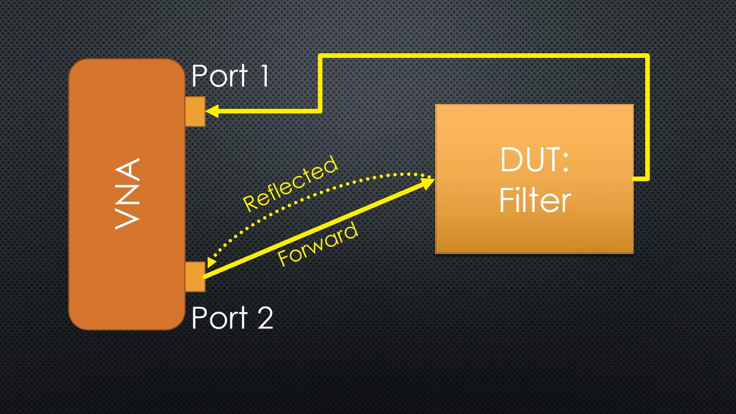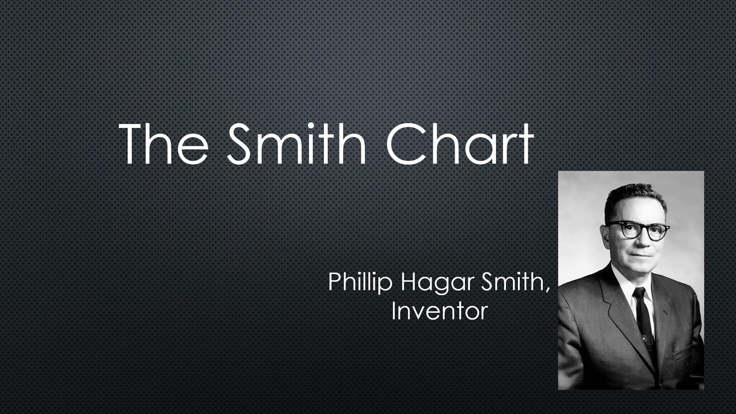So far, we only dealt with simple curves across a frequency range. How does the VNA display impedances? It uses the Smith chart. This is a Smith chart. Scary. But it is handy and vital.